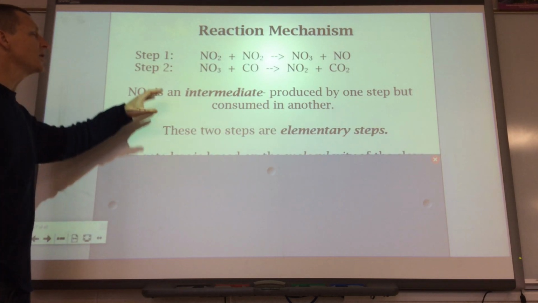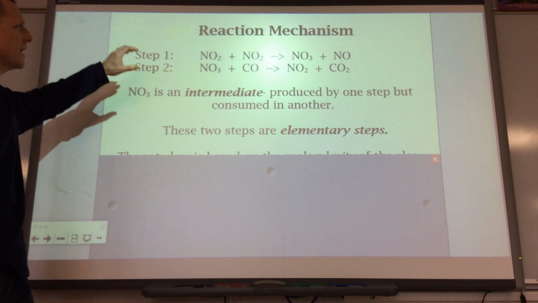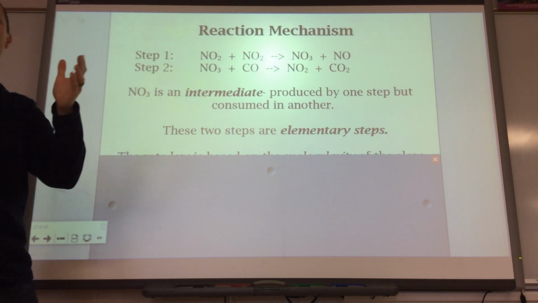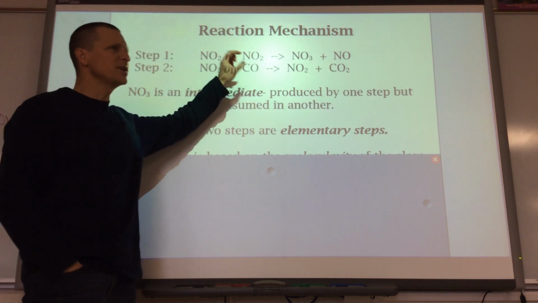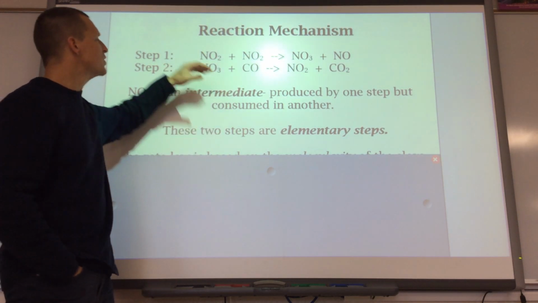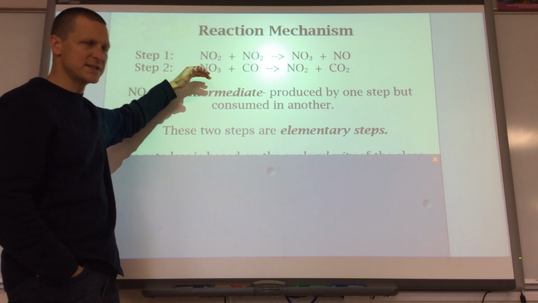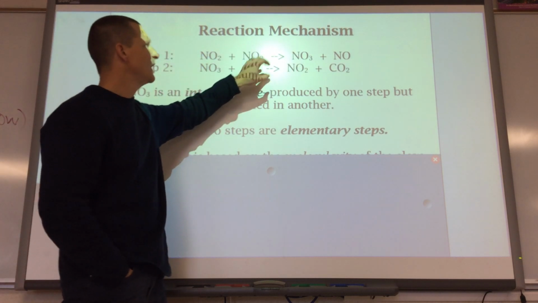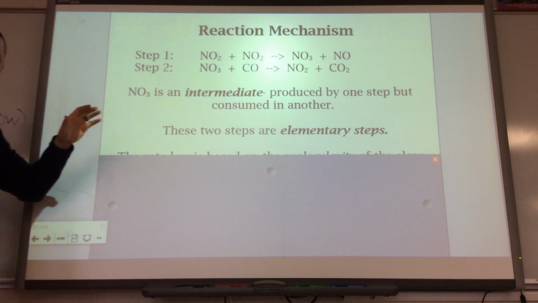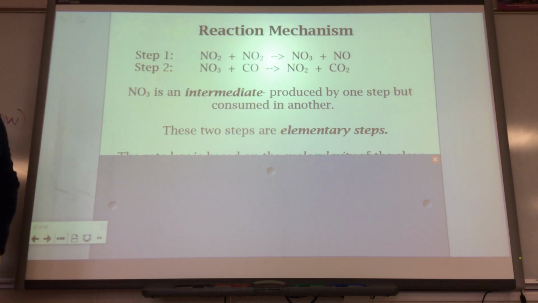Then some other things. It's important to understand what an elementary step is. A mechanism is always going to give the elementary steps. An elementary step just means that that step of the reaction is not made up of simpler steps. That's it. So this reaction occurs in two elementary steps. The two NOs react, and then the NO3 and the CO react. And that's it. There's nothing else that's happening in the reaction.